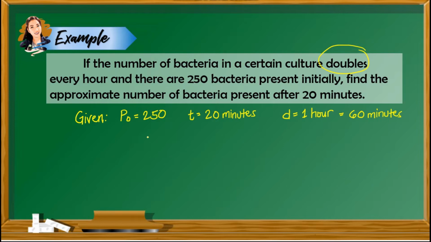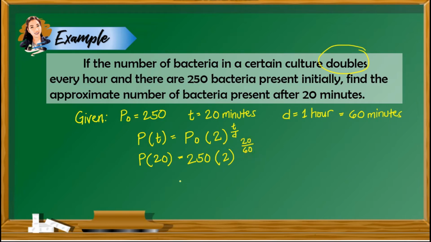Here we are looking for the P of 20 minutes. Therefore, we need to follow the formula. P of t is equal to P sub 0 times 2 raised to the power of t over d. So we have here P of 20 minutes is equal to 250 times 2 raised to the power of 20 over 60. Here we can simplify the exponent. We have 250 times 2 raised to 1/3.